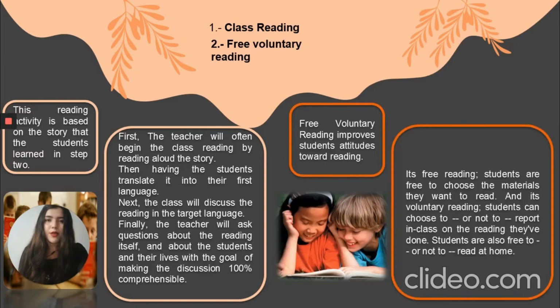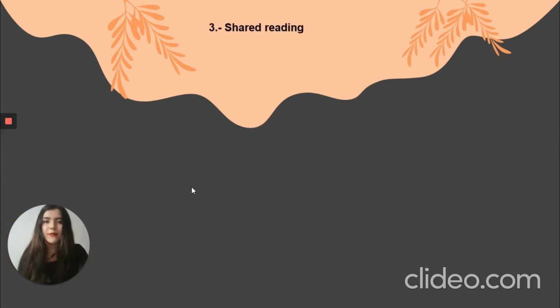It is free reading because students are free to choose the materials they want to read, and it is voluntary reading because students can choose to or not to report in class on the reading they have done. The students are also free to read or not to read at home, but many teachers prefer to focus on spoken histories in class. The next reading activity is shared reading, often called kindergarten day.